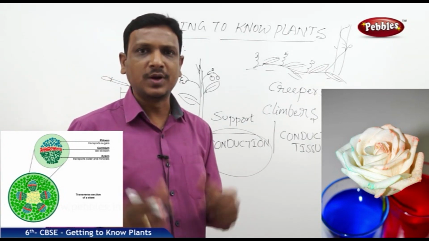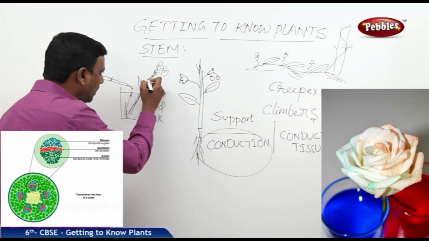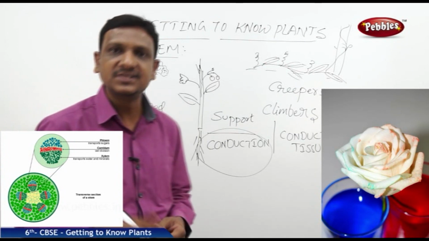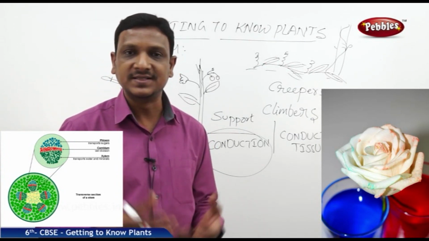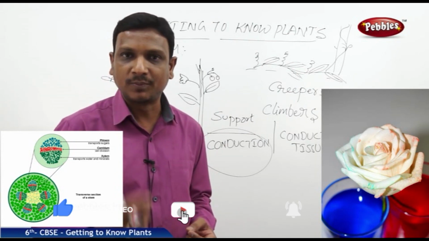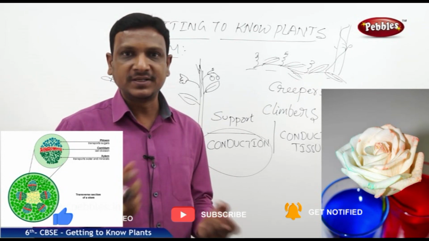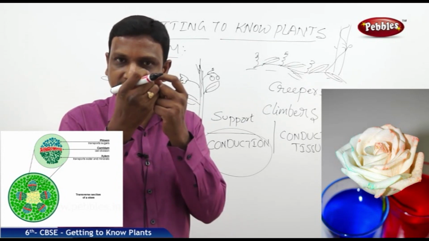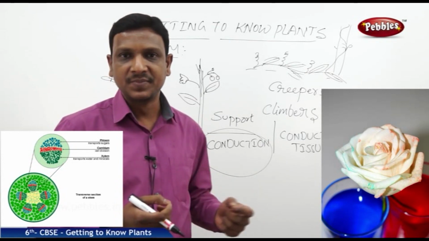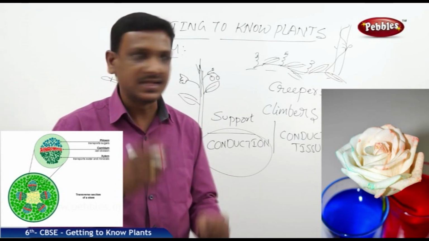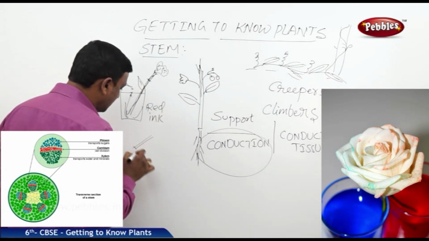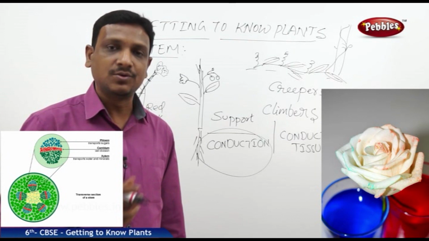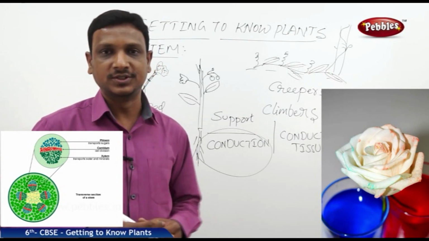So we can do one more activity: take out the stem and cut one slice of it with the help of a sharp blade, but do not use the blade on your own. Better take the help of your parents, elders or your teacher. Adult supervision is required to use a blade because it is a very sharp object and you may hurt yourself, right? So with the help of your sister, brother or parents, collect a thin slice of the stem and use a magnifier, a hand lens, to see it. If you cut the stem into a slice, inside you can see colored dots. That shows that the stem has some pipelines or vessels which are carrying the water.